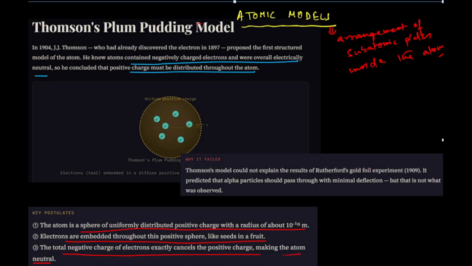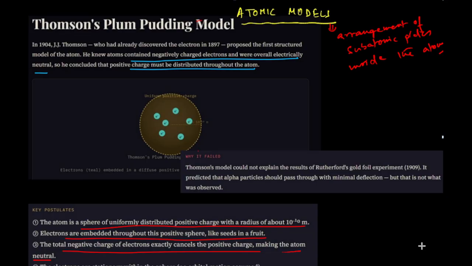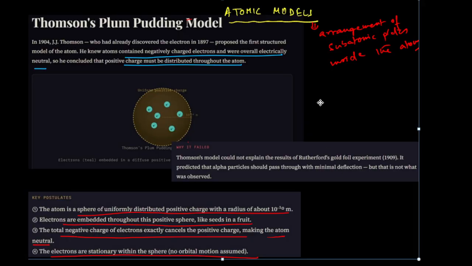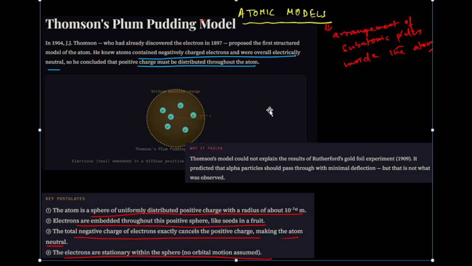Do you know anything about this? Yes, sir. It is referred to as the plum pudding model or watermelon model, because he represented the entire atom as made up of positive charge, most of it, and the electrons were just randomly embedded into the positive charge, scattered throughout it. Right, so that is all about the plum pudding model, where Thomson considered the atom like a watermelon. So the red part of the watermelon is like the uniform sphere of positive charge.